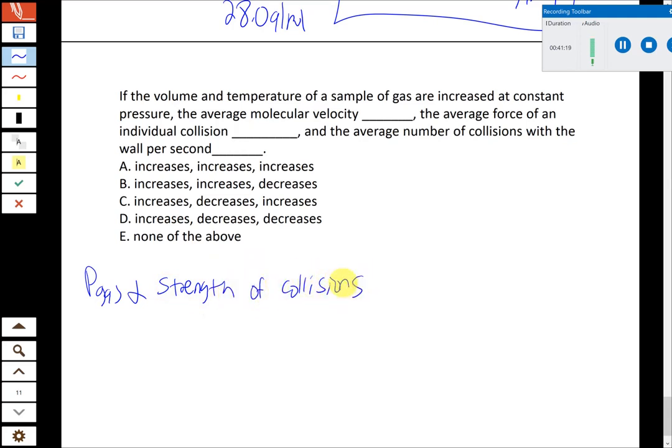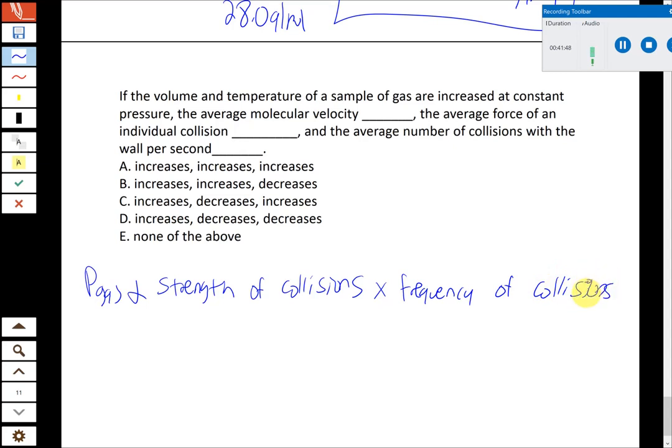So the reason that a gas exerts pressure is because as it's zipping around, as it's constantly moving and colliding with other things, at various intervals it's going to collide with the wall of the container. And when it collides with the wall of the container, that's what exerts the pressure. So how high that pressure is going to be is proportional to the strength of those collisions times the frequency, how often they collide with the wall. Okay?